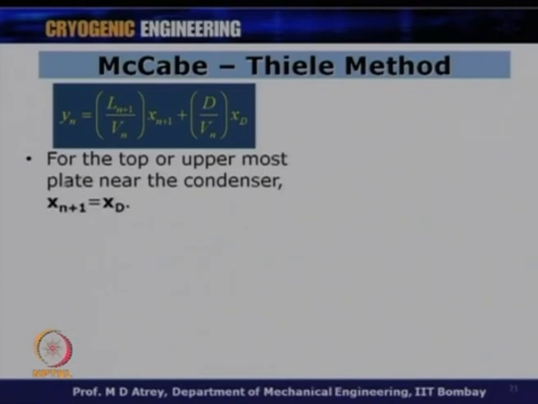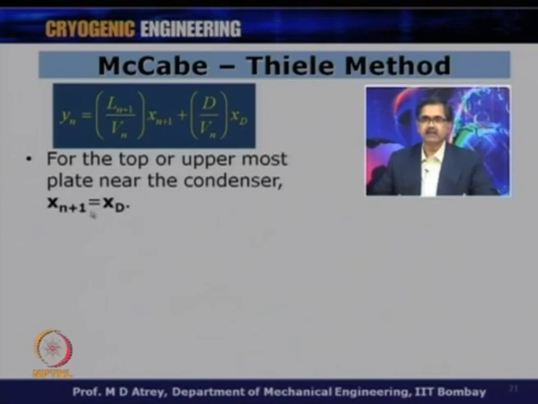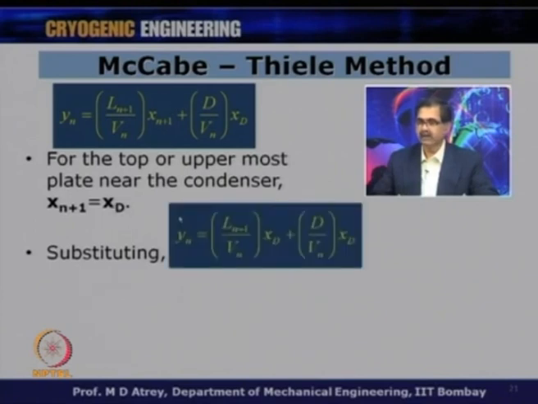Also understand that at the topmost plate, xn plus 1 is equal to xd. This is xd which is the condensate, because there is no other plate, and at the topmost plate the purity is going to go on increasing and this is equal to xd. Substituting this value, xn plus 1 is equal to xd at the top plate, what do we get?